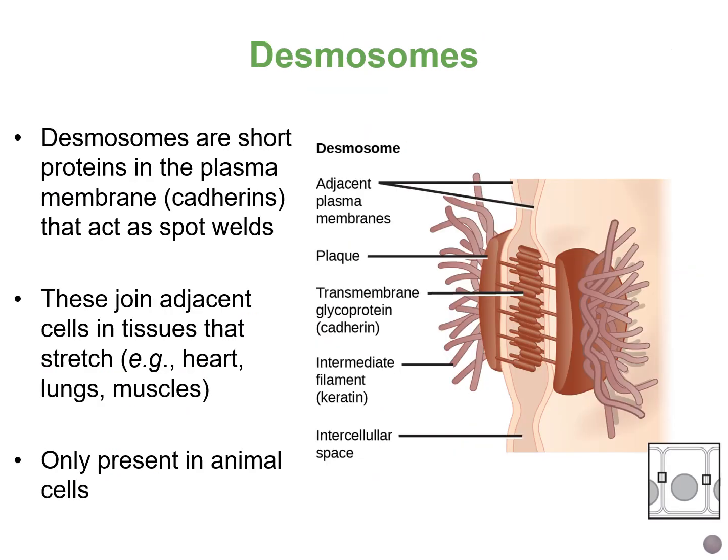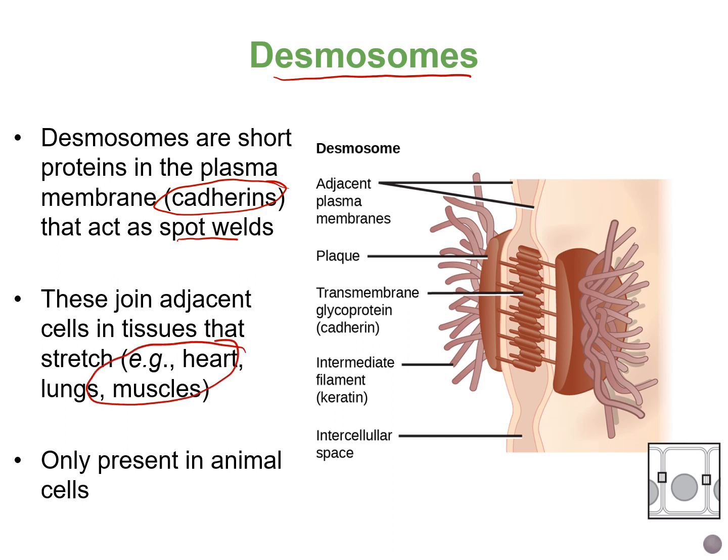The second type of junctions found in animal cells are desmosomes, and desmosomes are great at stabilizing cell-cell connections to make sure cells don't accidentally tear apart from one another. These are made of cadherin proteins, and they act like spot welds or kind of like staples holding cells together. This is especially important in tissues that stretch, like the heart muscle or the lungs.